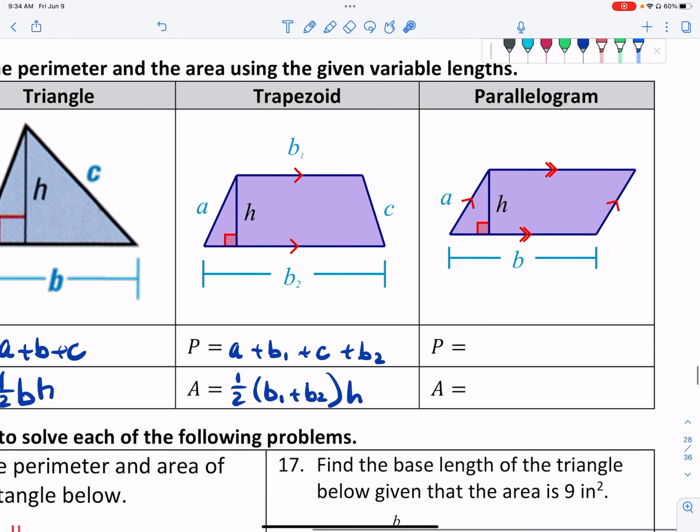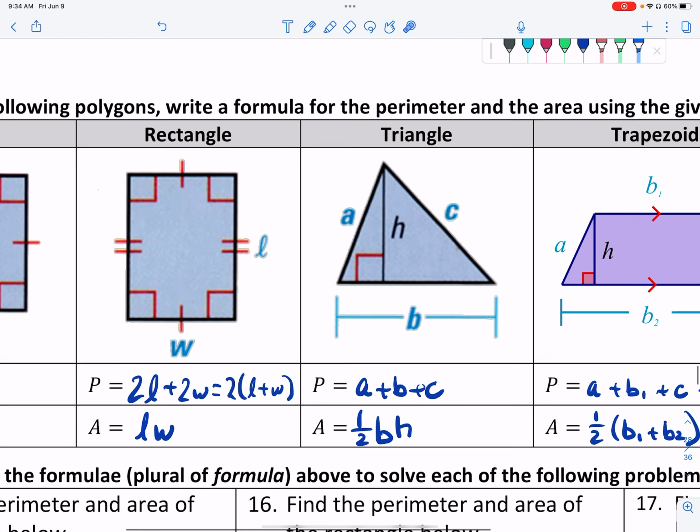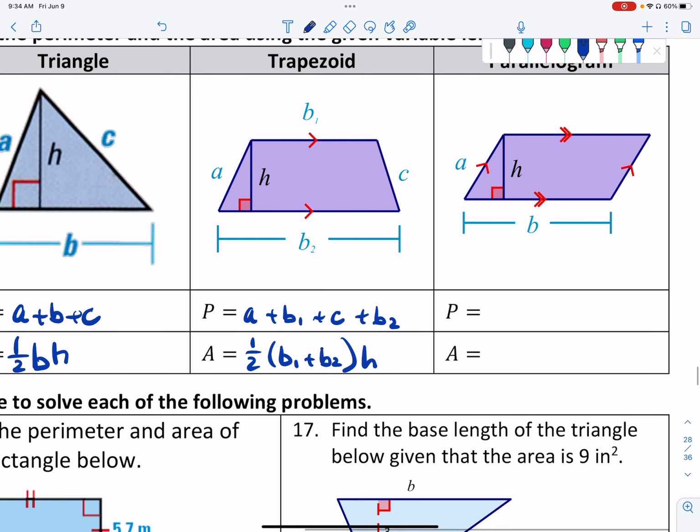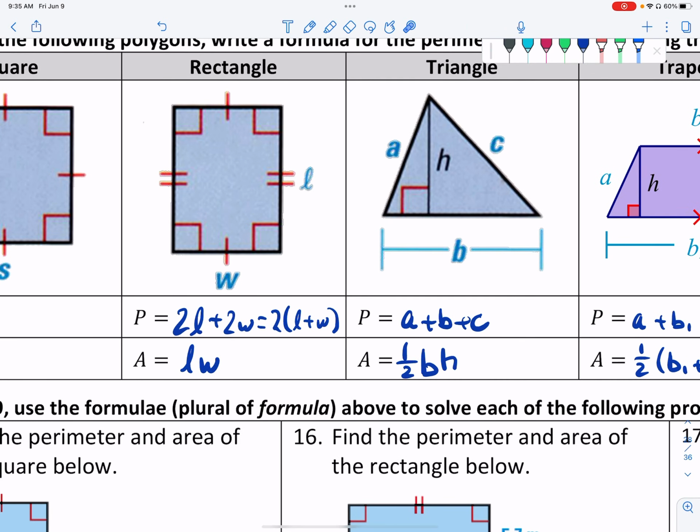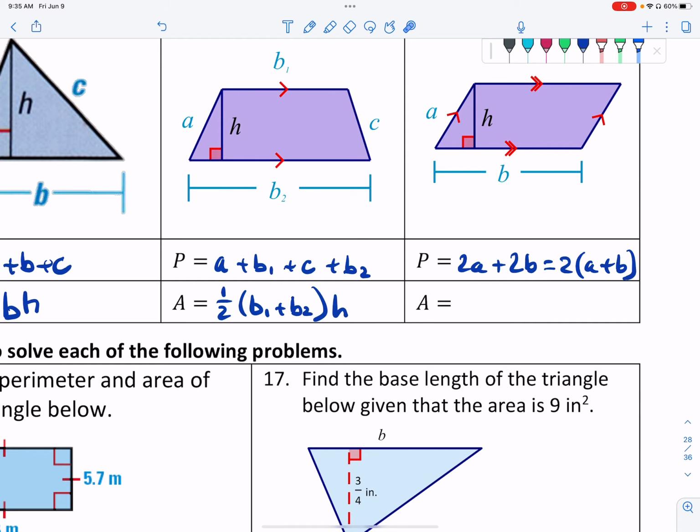And then finally, a parallelogram. A parallelogram, you have 2 bases and you have 2 A's, 2 B's, 2 B's and 2 A's. It's sort of like the one for the rectangle. So you can write that as 2A plus 2B, or you can factor out that 2, and that's 2 times (A plus B). And then finally, for your area, it's just straight up base times height. You don't multiply the A times the B. That's not going to work, not unless the A and the B are perpendicular, make a right angle like they would for a rectangle. So it's the base times the height, and that's it.